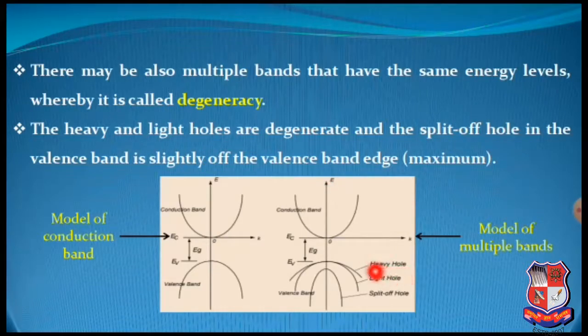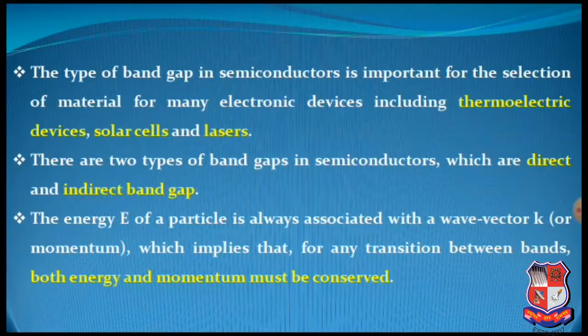Here you can see the model of multiple bands, where an electron in the valence band cannot directly jump into the conduction band. And this is the model of the conduction band where the valence and conduction bands are separated by the band gap energy Eg. Here the band gap energy is the same, but the difference is that there are multiple bands inside the valence structure.